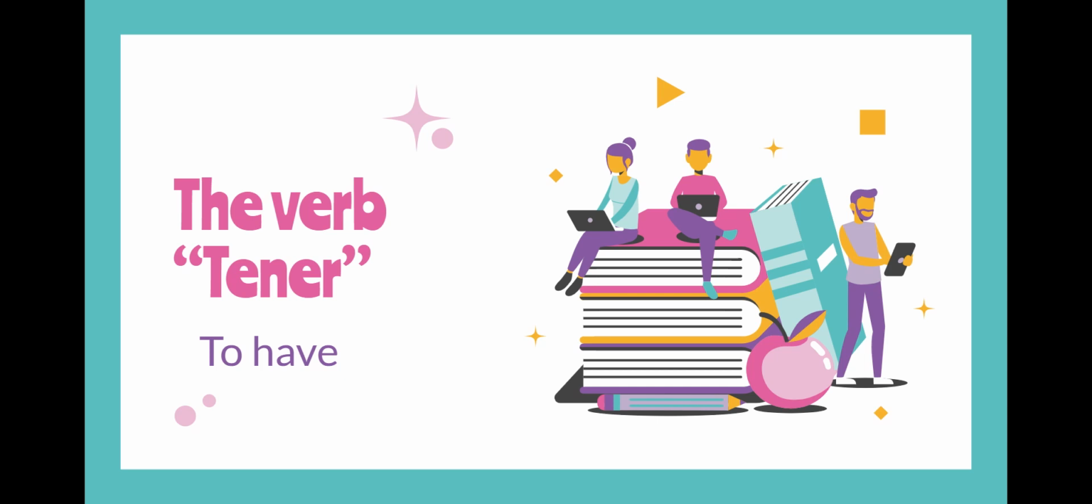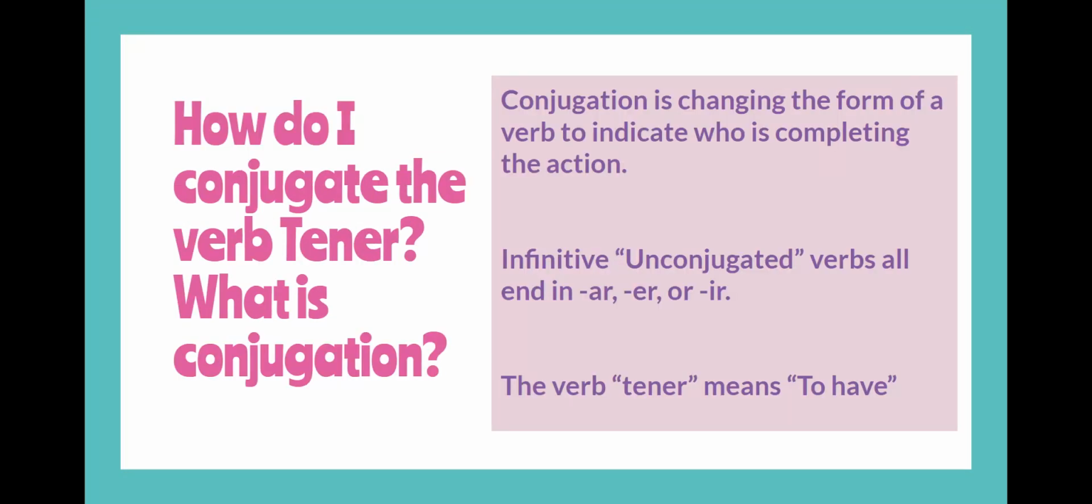Today we are going to talk about our first verb, and the verb that we're going to talk about today is tener, which means to have. Whenever we have a verb, we need to conjugate it. And so today we're going to talk about how do I conjugate a verb and also what is conjugation.